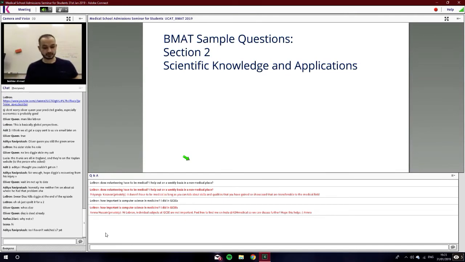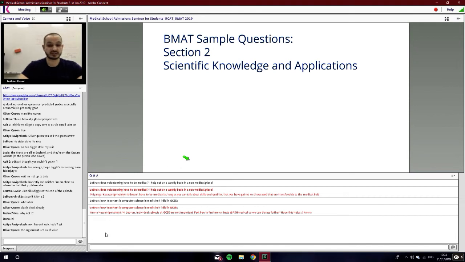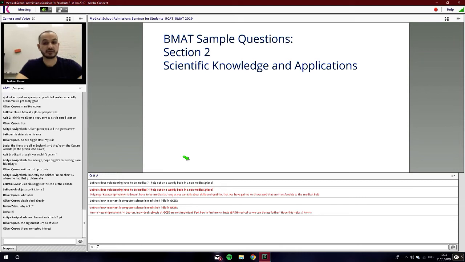We'll now go on to the scientific knowledge and application section. So this one's more to do with the biology, chemistry, physics, and maths topics. The majority of this comes from GCSE knowledge, so if you haven't done A levels in one of those topics, it doesn't matter. Of course it helps, but you don't have to have those. Most of you, pretty much all of you, would have done three science and maths GCSEs.